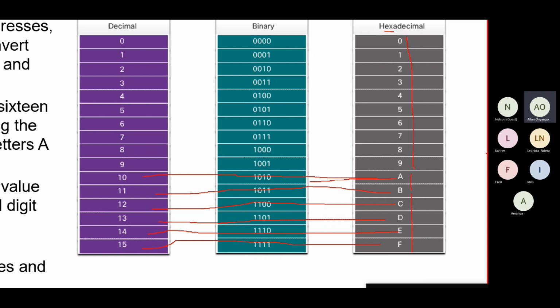For you to translate from decimal to hexadecimal or hexadecimal back to decimal, you must pass through the binary, all right? We know that in IP version 4, we were using the numbers 128, 64, 32, 16, 8, 4, 2, and 1. In hexadecimal numbers, we are not going to use the eight of them. We will use the first four. We will only use 1, 2, 4, and 8.